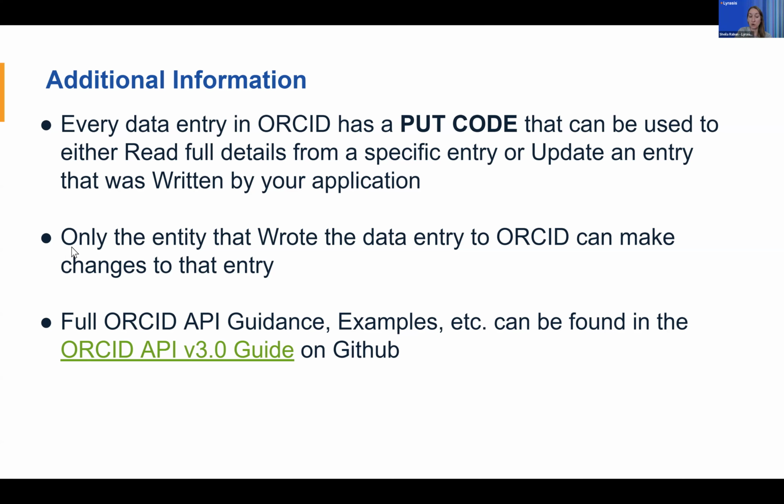It is important to note that only the entity that wrote the data entry to ORCID can make changes to that entry. So if I added something manually to my own ORCID record, I'm the only person that can make changes to that entry. Similarly, if you're using the API to write data to somebody's ORCID record, you're the only entity that can make changes to that. So keep that in mind. And again, the full ORCID API guidance and examples can be found in the ORCID API guide on GitHub.